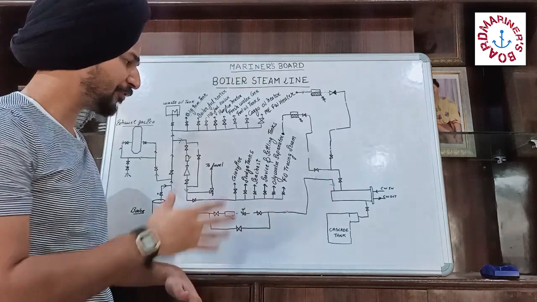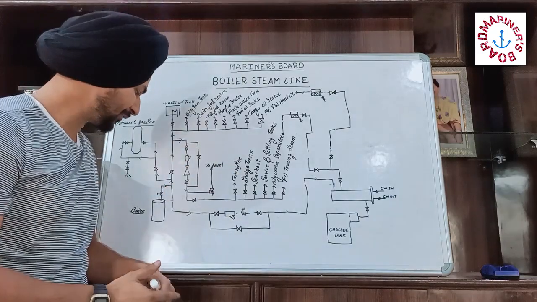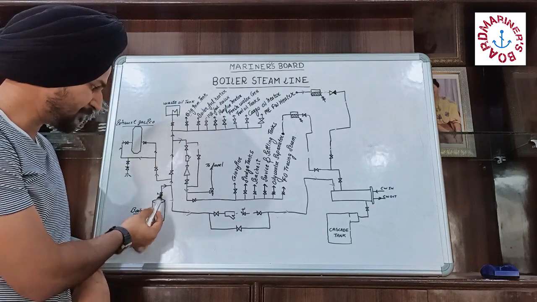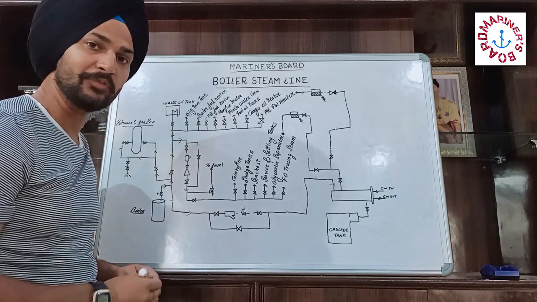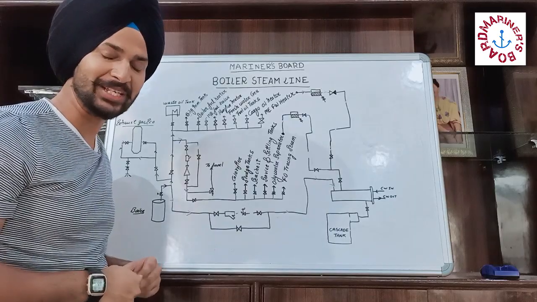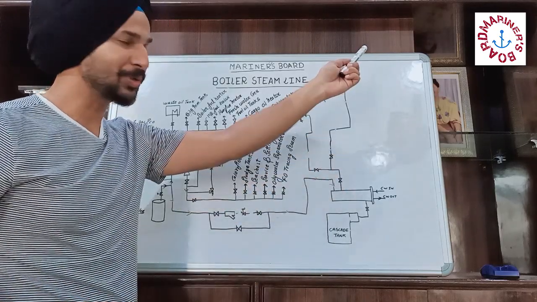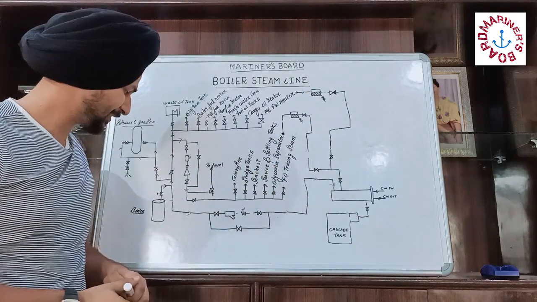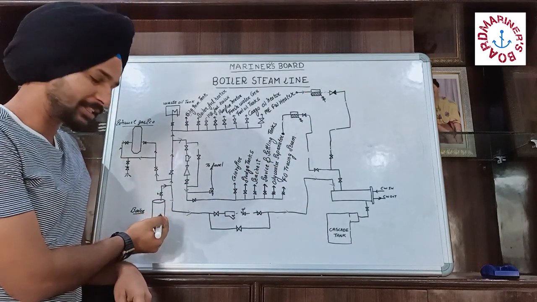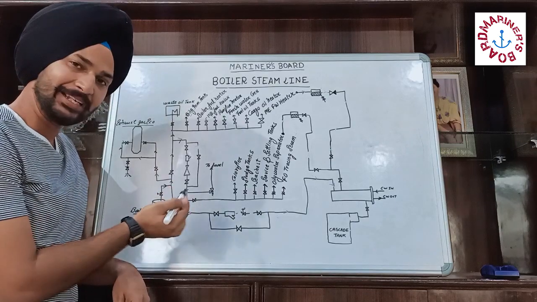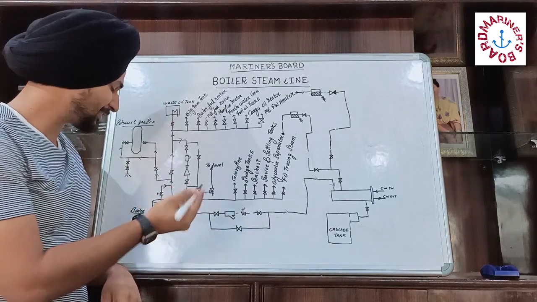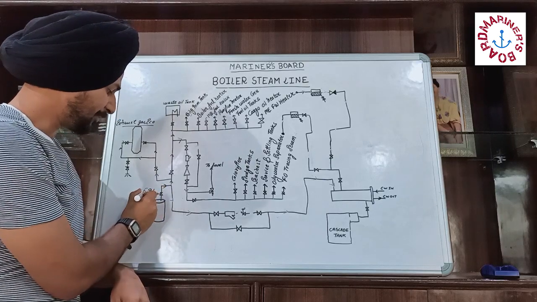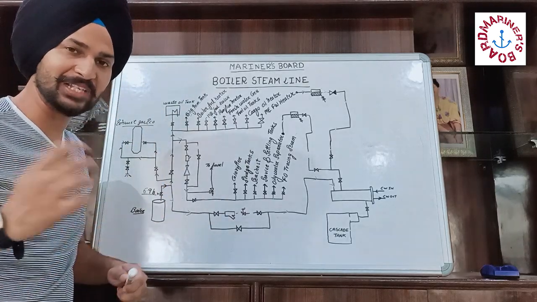So starting with the steam line diagram, we have the steam that is coming out from the boiler through the main steam valve. So the main steam valve we have already discussed in the boiler mountings. If you have not seen that video, go to this I button and see the video on boiler mounting. So the steam that is coming out from the boiler is high pressure steam that is around 6.9 bar. This figure I am taking from my ship's line diagram.